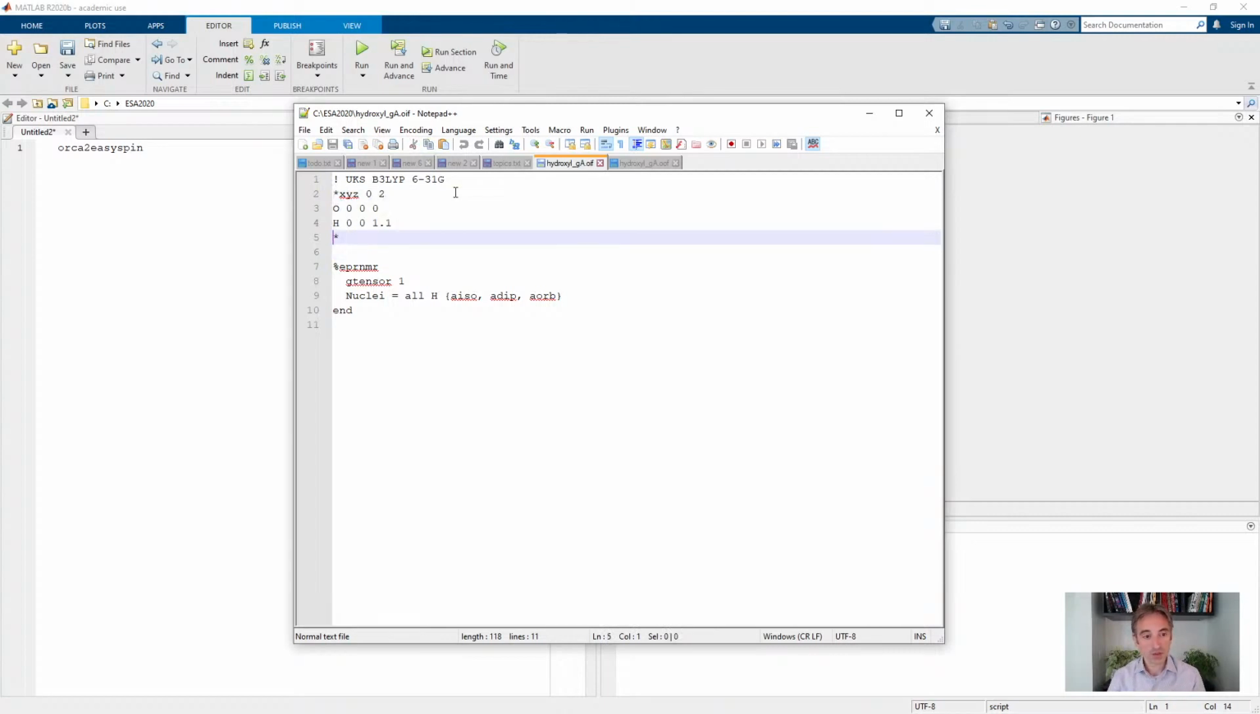In this case, I've just added an oxygen, O, at position 0, 0, 0 in space, and a hydrogen at position 0, 0, 1.1. So basically, I've made an OH molecule. The overall charge of this molecule is 0, and it is a doublet spin. So it's a hydroxyl radical. Now what ORCA does, it solves the molecular orbitals for this molecule, and it also can calculate EPR parameters.